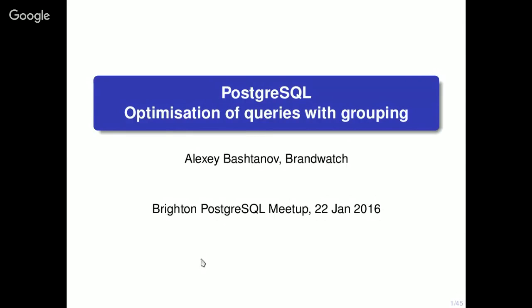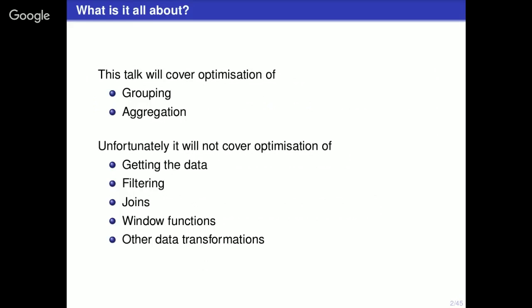I'm Alex. I will tell you about grouping and aggregation in Postgres and how to optimize it. Just a little disclaimer, what we will and what we won't consider today. We'll consider grouping and aggregation, and we will not discuss retrieving the data, filtering, joining, as well as window functions, because they are not aggregating. In fact, they do not narrow the result set. They do not shrink the data.